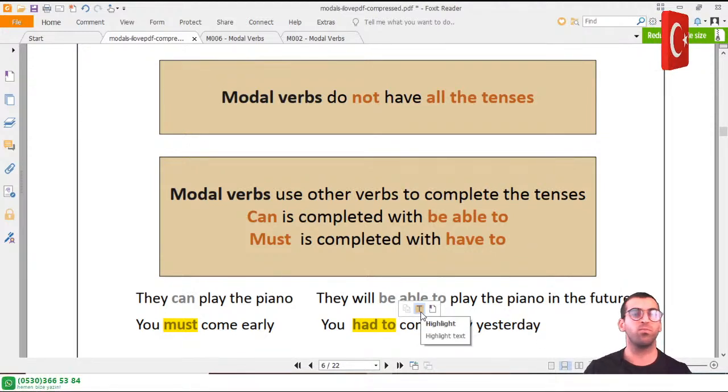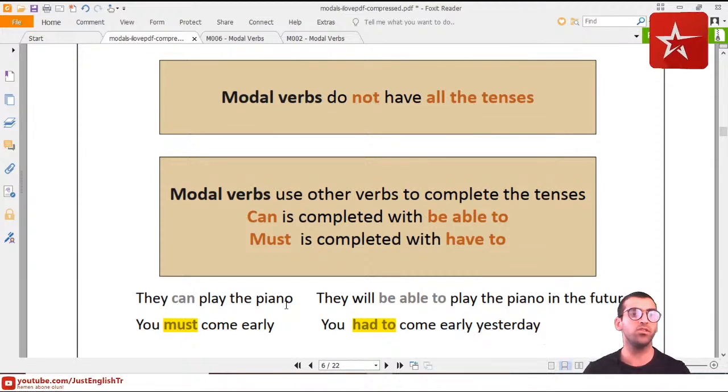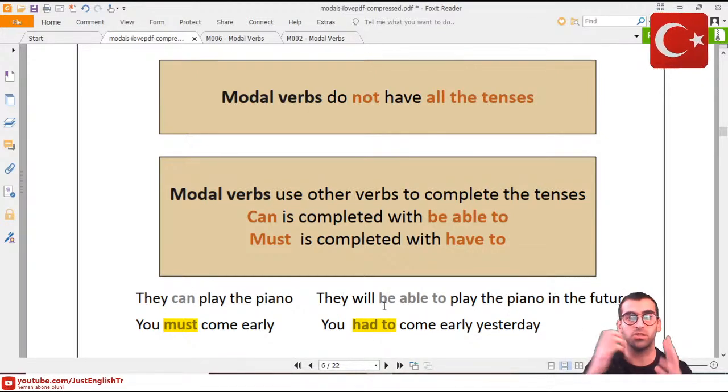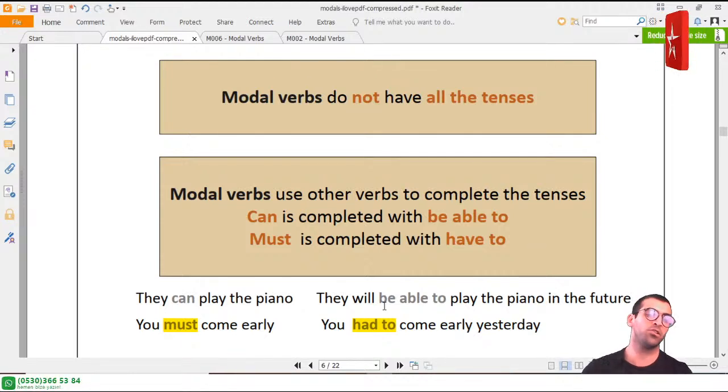Okay, they can play the piano. They will be able to play the piano in the future. As you see, can is in the present tense. Will be able to, we use for the future, to show the future. Like, they will be able to play the piano in the future.